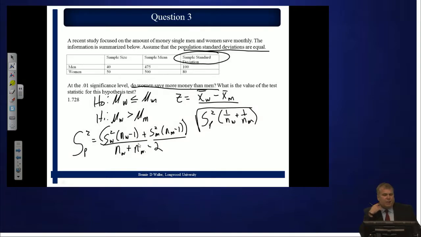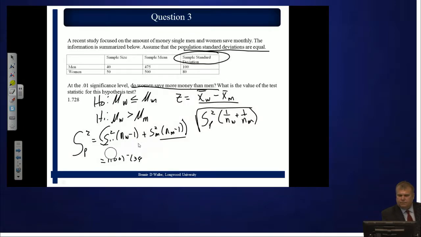Minus 2. And if you'll think about this, this is just basically degrees of freedom is n minus 1. So when you pool them, you've got n1 minus 1 plus n2 minus 1, which just gives you the sum of the samples minus 2. Now, when we do this, I'm going to do 100 squared times 39 plus 80 squared times 49, which is n minus 1, divided by 50 plus 40 minus 2. 50 plus 40 minus 2 gives you 88.